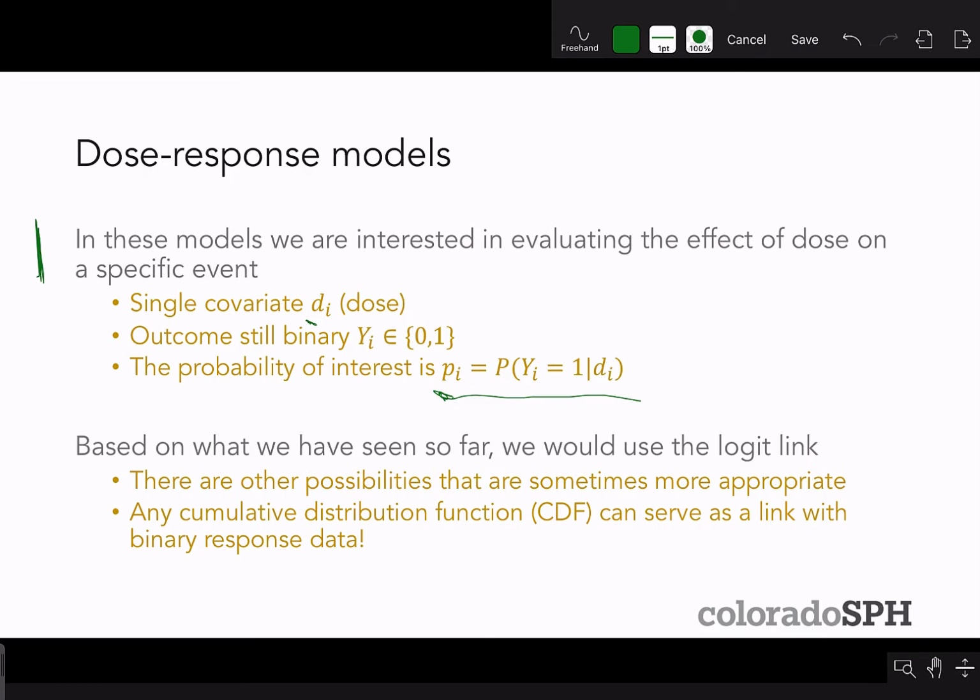So based on what we've seen so far to model this probability, we would use the logit link. And I just want to show you that there are other possibilities that are sometimes more appropriate. And in fact, and this is kind of neat, any cumulative distribution function can serve as a link for binary response data.